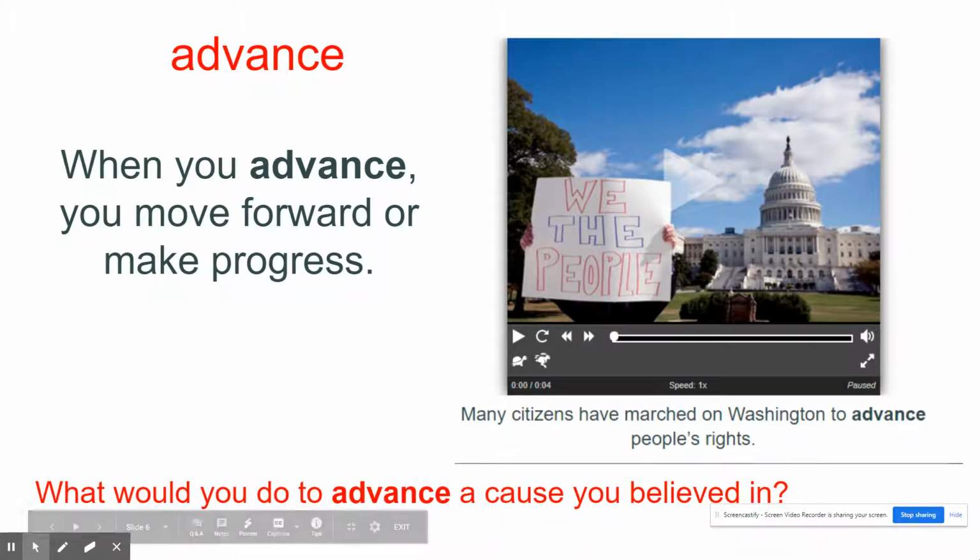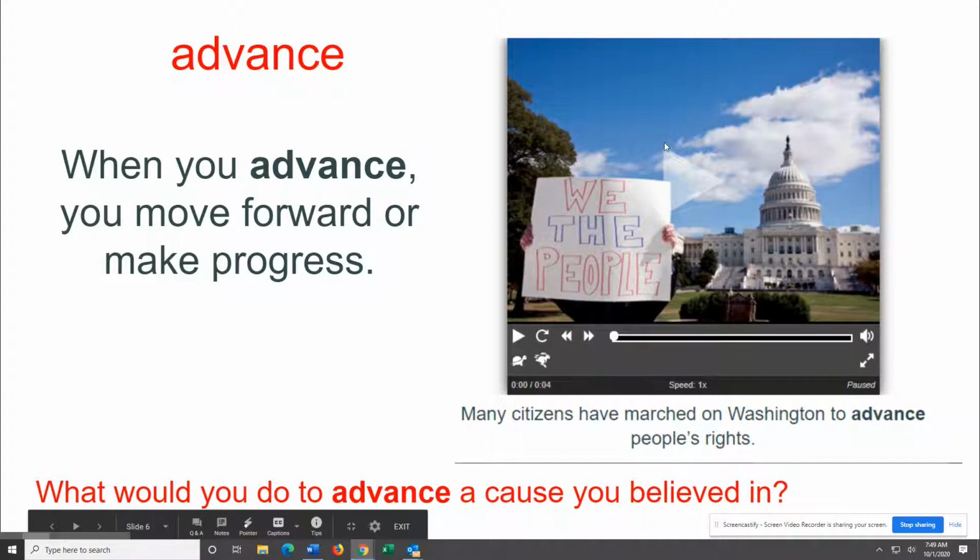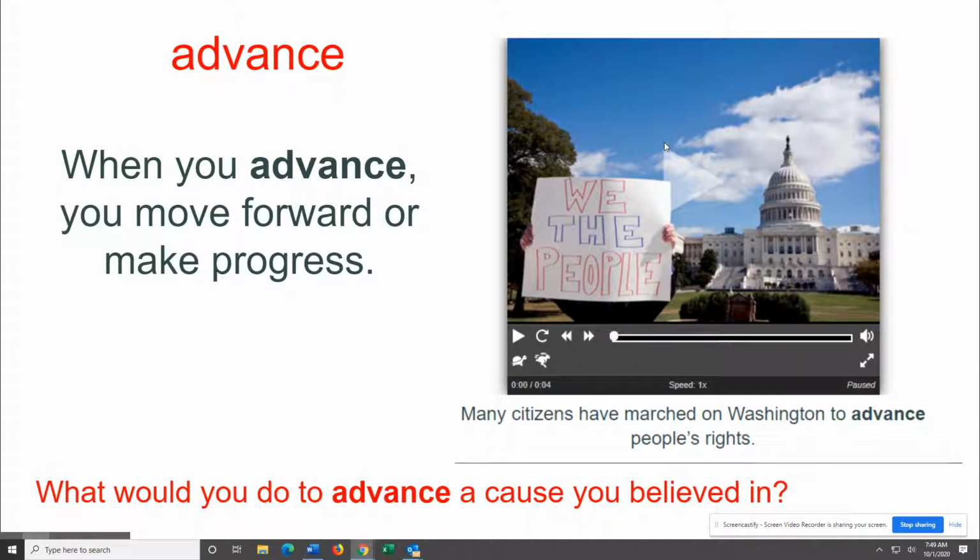So what would you do to advance a cause that you believed in? So think about a cause that you believe in, and how could you make that go forward, or how could you make progress?